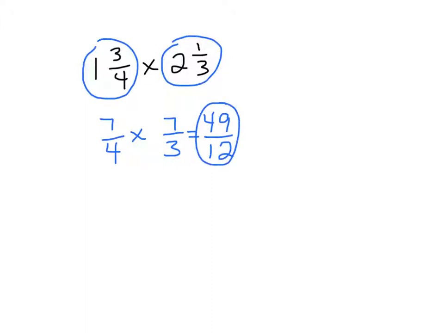I do get an improper fraction, which I'm going to change to a mixed number. 12 goes into 49 4 times. I would have 1 left over. So the final answer to this would be 4 1/8.